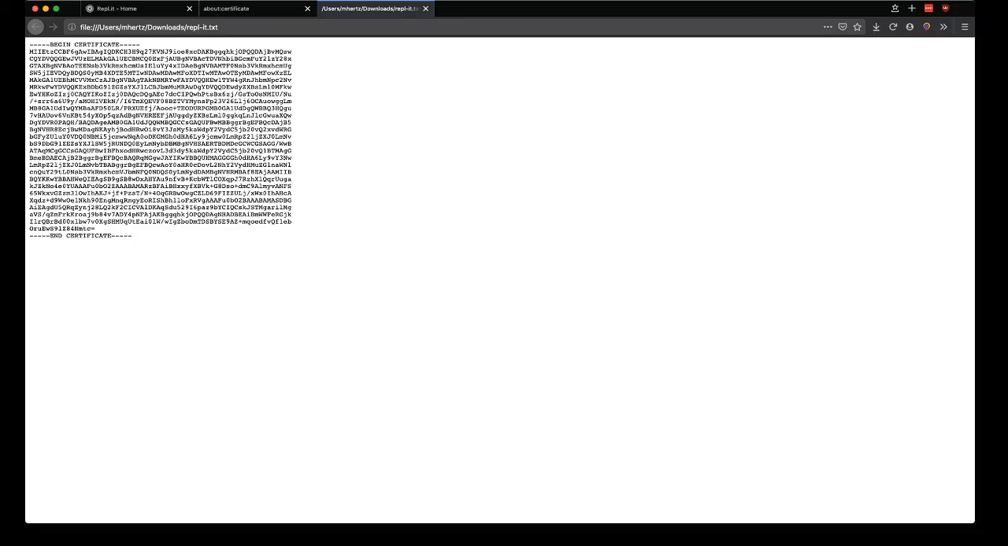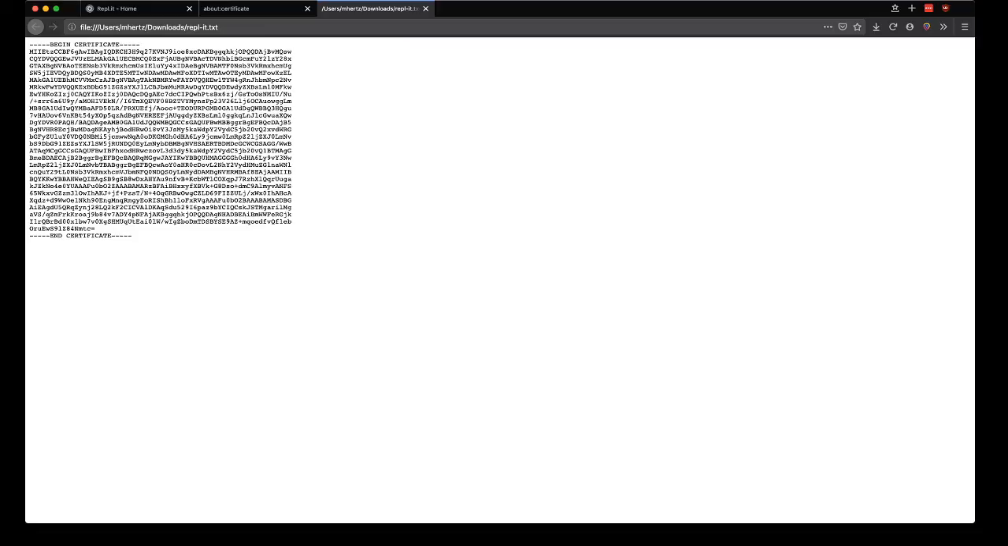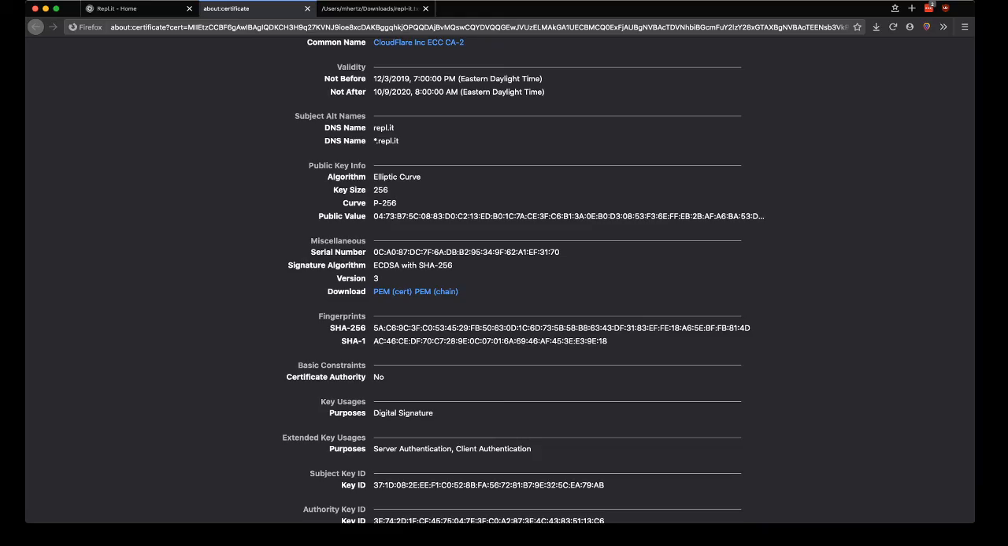So you can see that certificate, this is the public certificate. This is the sort of data that we were sending when we were doing that encryption between the server and the client. So you can see this is the certificate, the public certificate that the server will send out.